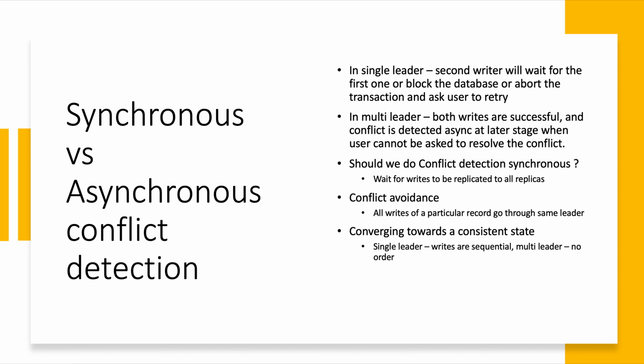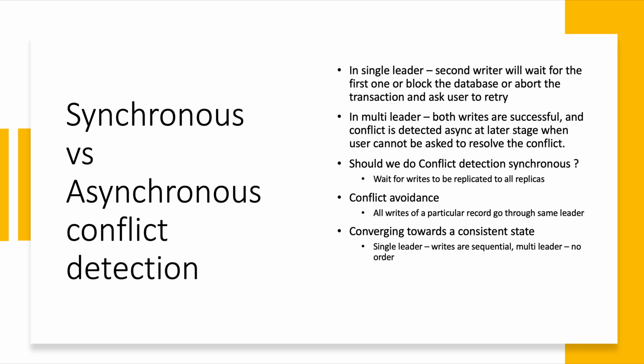Should we do conflict detection synchronously, that is, wait for all writes to be replicated to all the replicas? In principle, you could make the conflict detection synchronous, but by doing so, we would lose the main advantage of multiple leader replication, that is, allowing each replica to accept the writes independently. So if you want synchronous conflict detection, we must just use single leader replication. So what should we do?